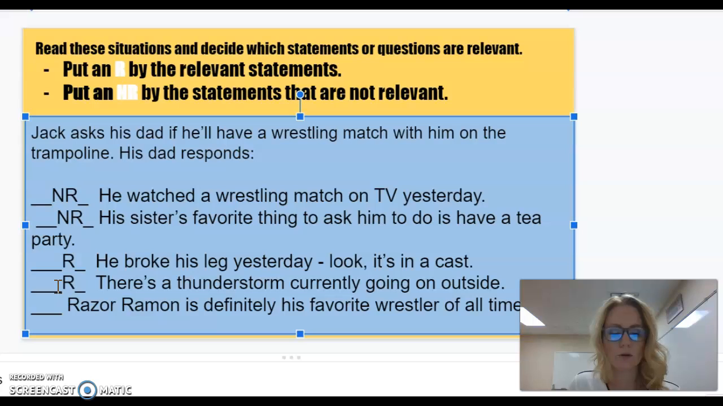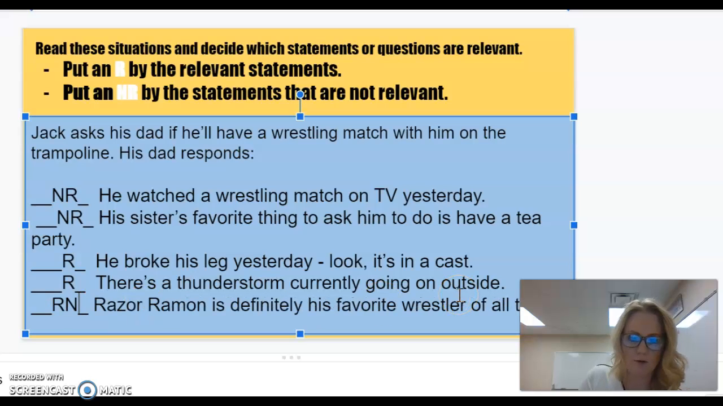Lastly, Razor Ramon is definitely his favorite wrestler of all time. So this one is about wrestling, but it's really not answering the question of will his dad have a wrestling match with him. So I'm going to put an NR right here.